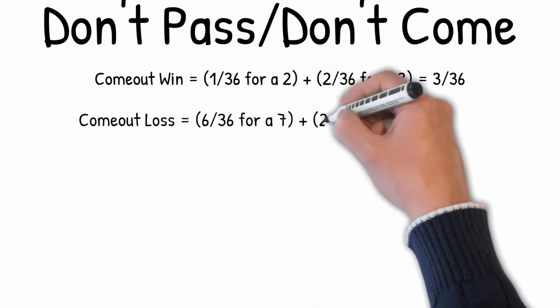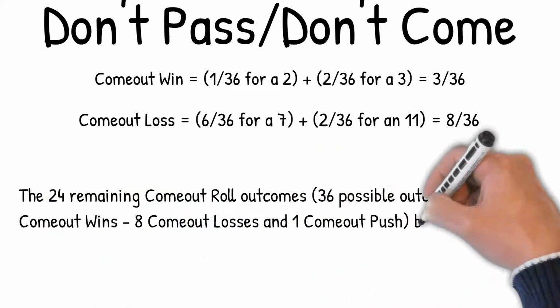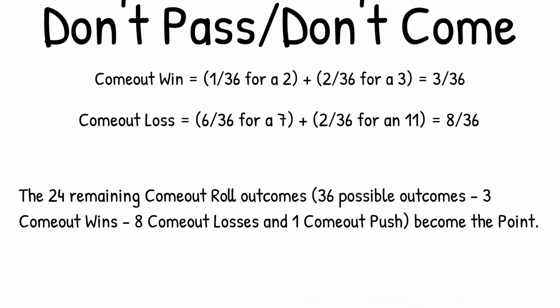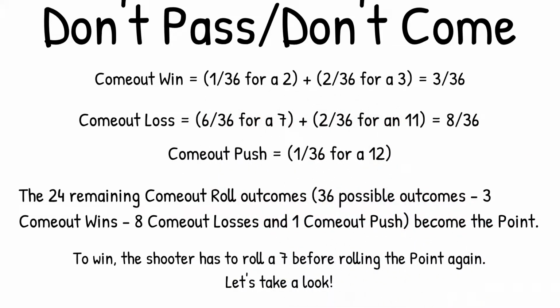A come-out loss equals 6 out of 36 for a 7 plus 2 out of 36 for an 11, for a total of 8 out of 36 chances to lose on the come-out bet. A come-out push is equal to 1 out of 36 for a 12. The 24 remaining come-out roll outcomes (36 possible outcomes, minus 3 come-out wins, minus 8 come-out losses, and 1 come-out push) become the point. To win, the shooter has to roll a 7 before rolling the point again.